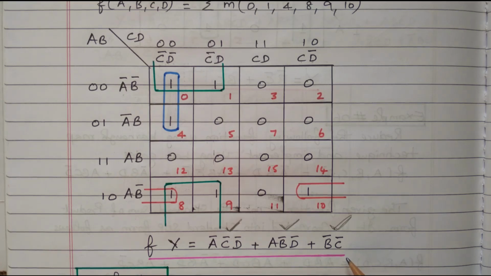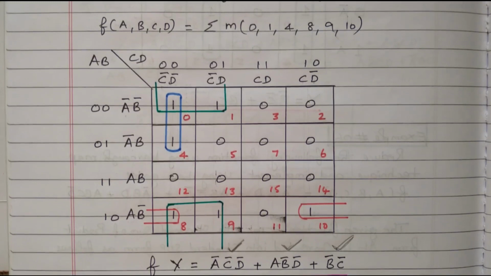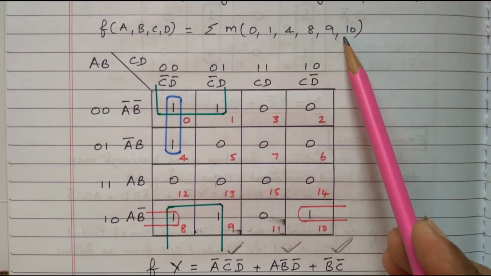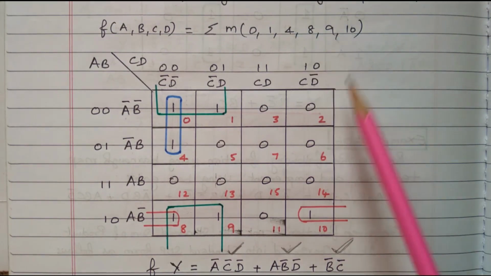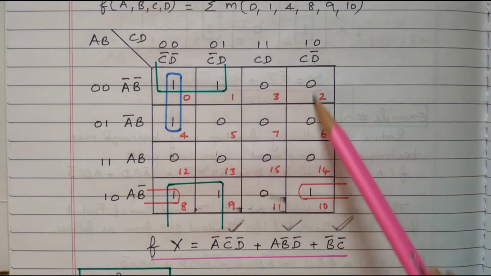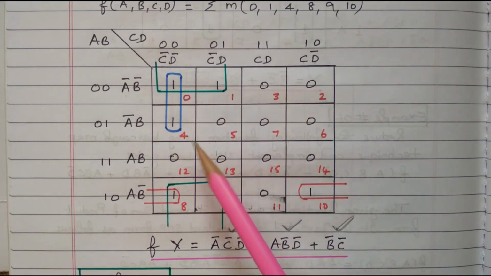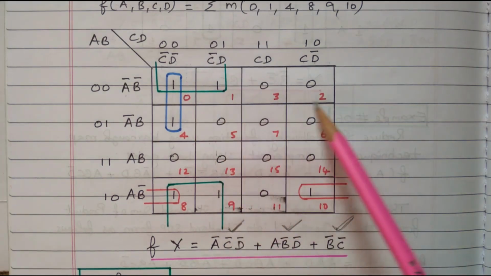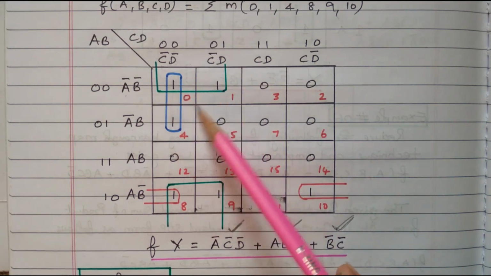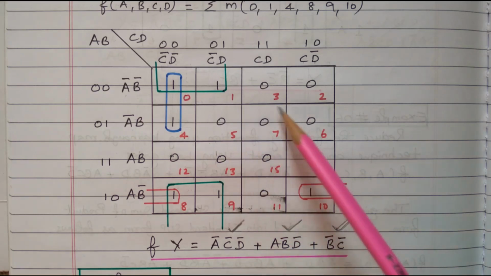So in this problem, we discussed the simplification of the Karnaugh map. The min terms are given, the Boolean function is not given. The min terms are 0, 1, 4, 8, 9, 10. These 6 min terms are given. Based on the 6 min terms, they are marked in the 4 variable K map. These min terms are represented by the red color numbers, so they are marked as 1. The remaining terms are marked as 0.